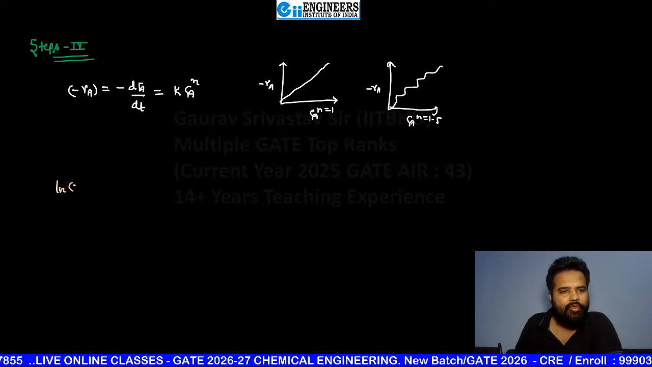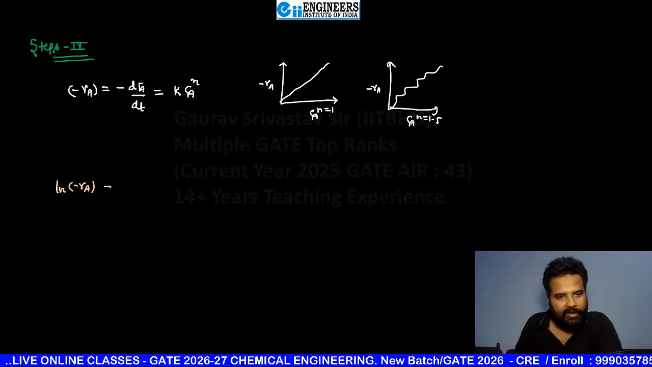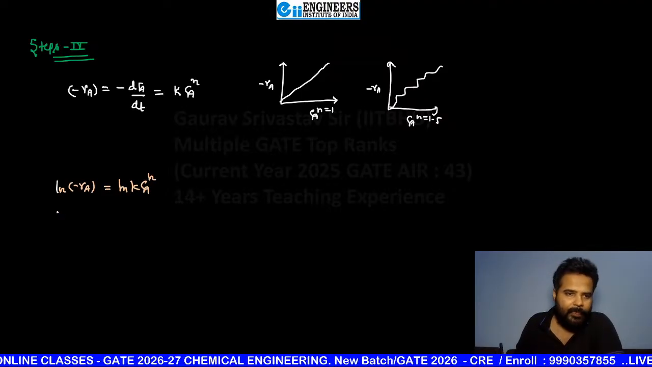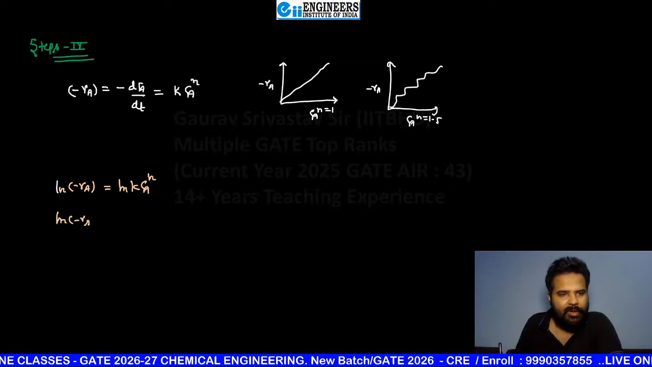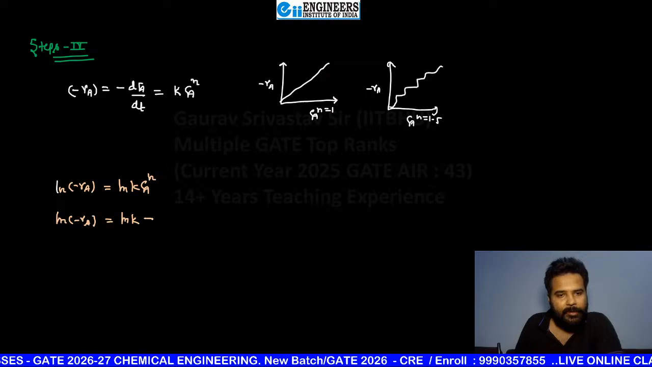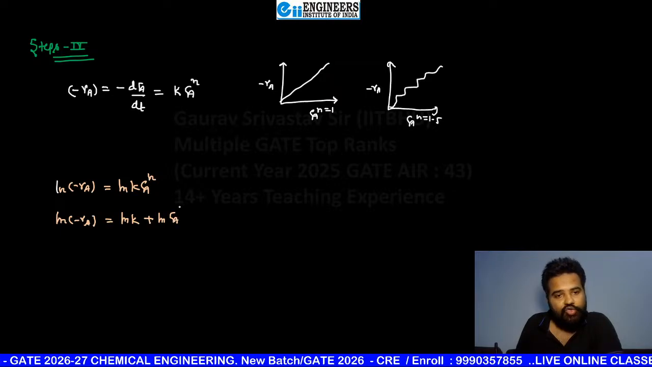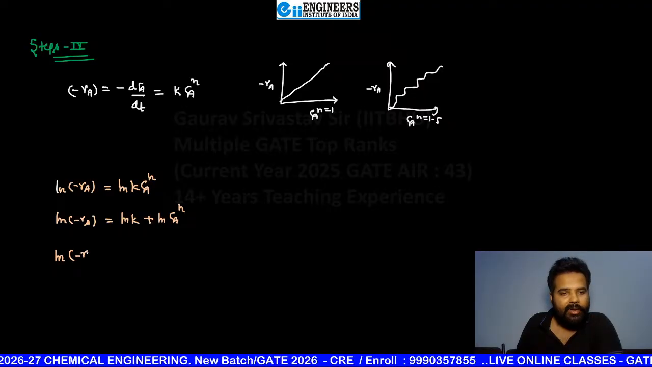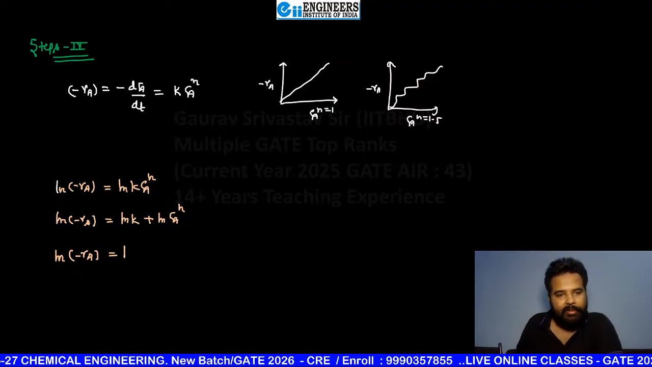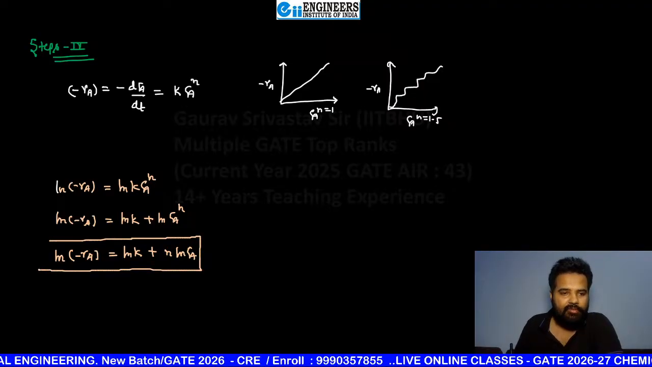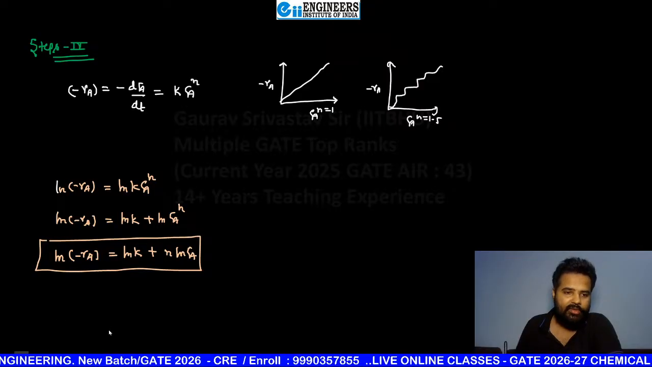So ln of RA can be written as ln of K CA raised to power n. Using basic mathematics, ln of RA equals ln of K plus ln of CA raised to power n. Further, you can write ln of minus RA as ln of K plus n ln of CA. Now see this equation, beta. How easy it is now.